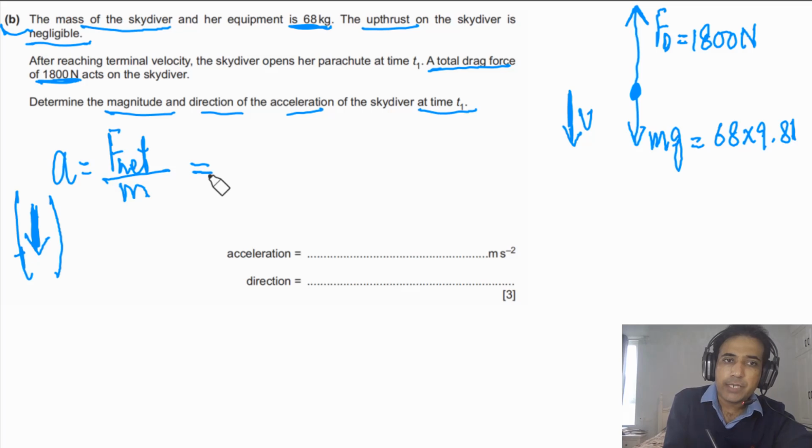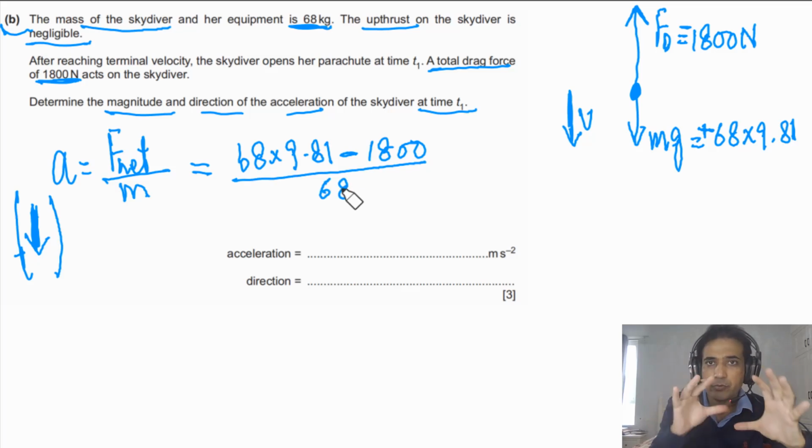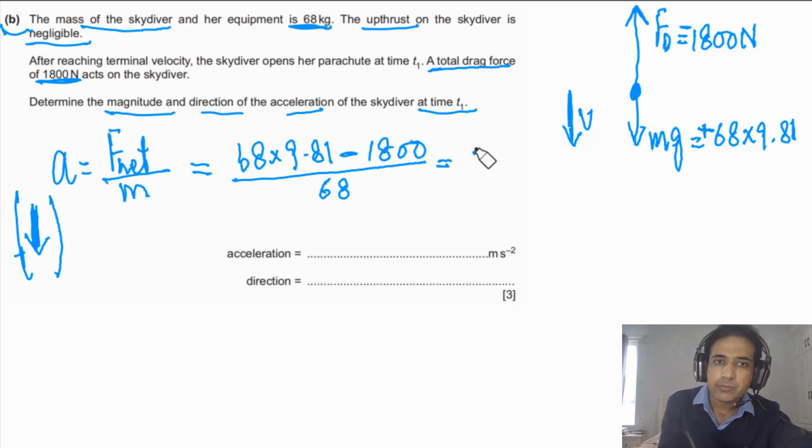So what is the F net in this case? This one will be positive because it is in the downward direction, and this one has to be negative. So simply we can say here we have 68 times 9.81 minus 1800, and this has to be divided by 68, meaning the mass of equipment and skydiver. If we solve this one, in this case we will get 17 meters per second per second.